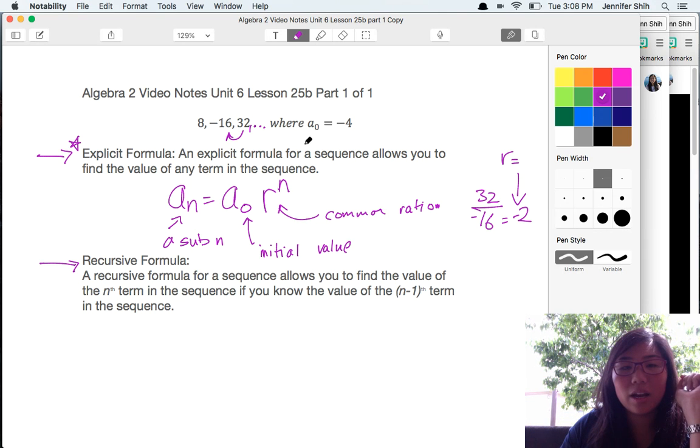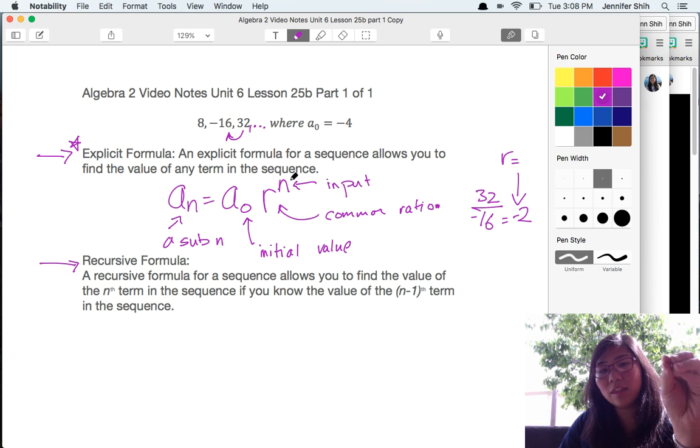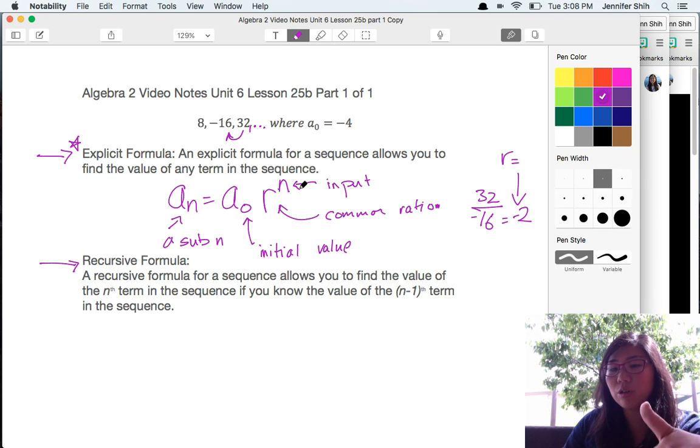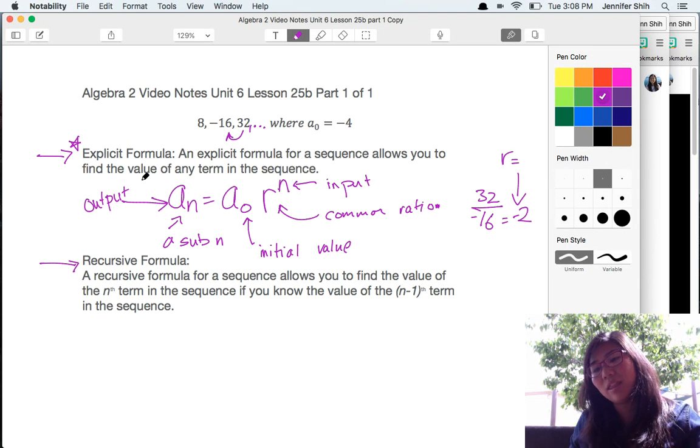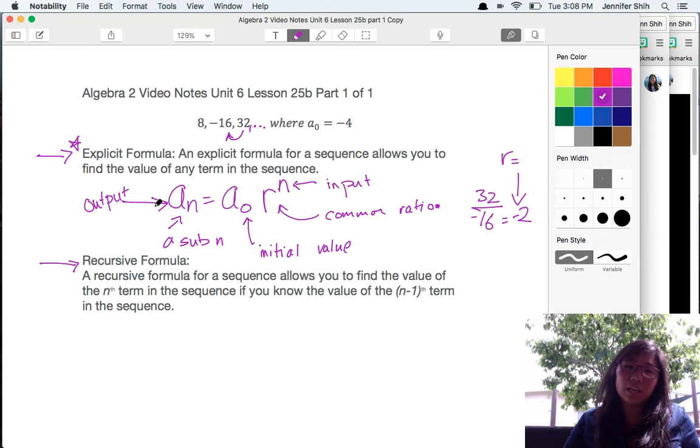Then n is our input. That means whatever you choose, whether it's the 10th term, you would put n as 10. If it's the 12th term, you put n as 12. So I didn't write that down, but however you want to write that in your note, n is your input. A of n, this whole thing, is your output. When I ask you what is the 10th term of a sequence, you're going to get a number, and that is your output, or this a sub n. If I ask you for the 10th term, it'll be called a sub n.